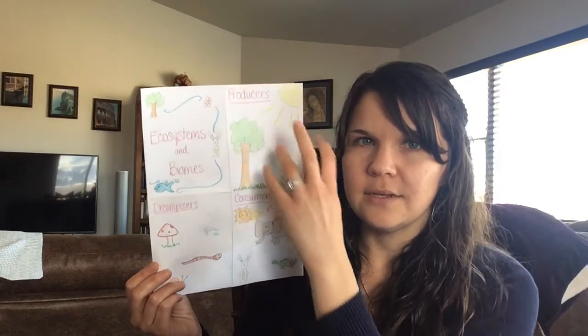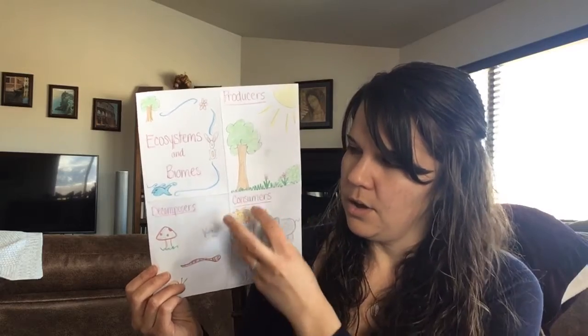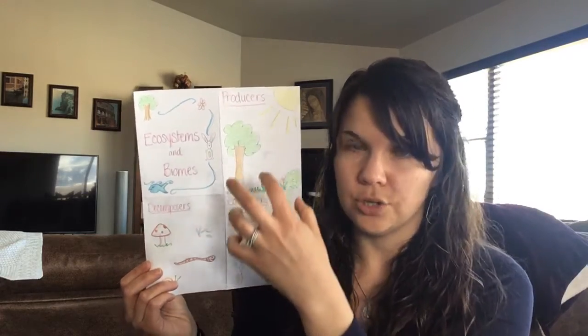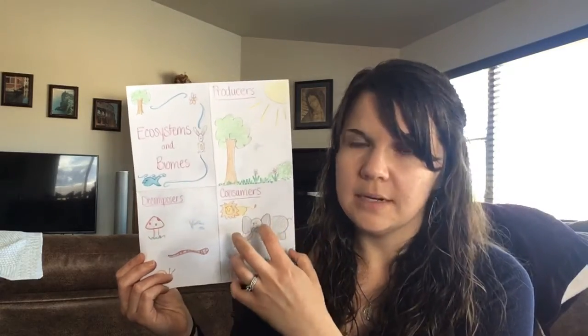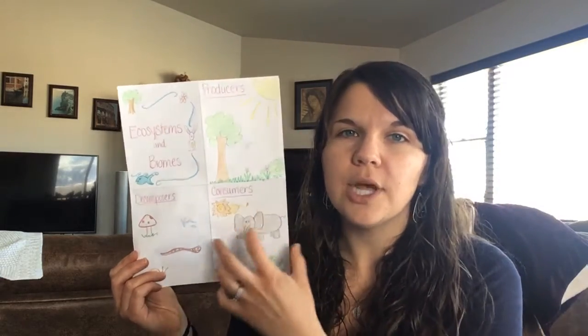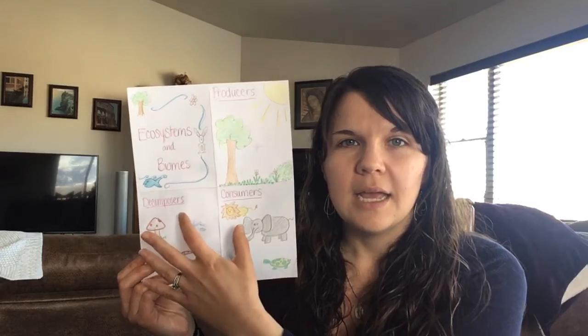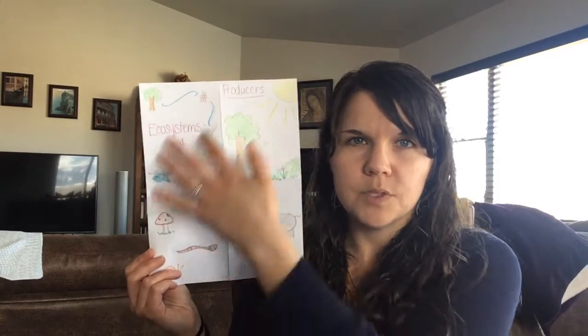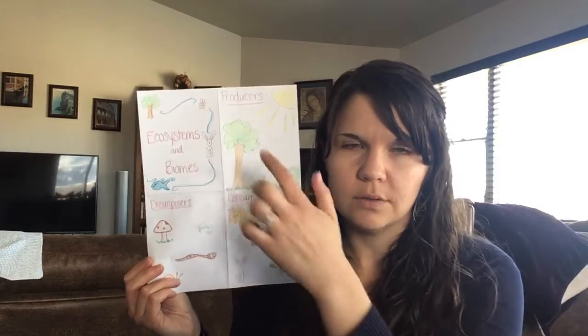Okay, so you should have your producers. They take sun, air, and nutrients in the soil and turn it into glucose, or energy, sugar, that the consumers can come eat. Consumers either eat the plants or each other, and then eventually they die, and the decomposers come along and turn them back into nutrients in the soil. So it's kind of this big circle, okay?